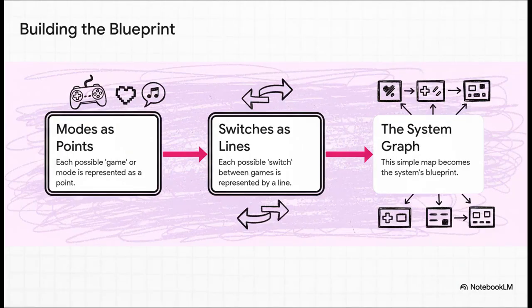And check out how easy it is to build this map. Seriously. First, every possible game, every mode the system can be in, we just represent it as a dot. Then, if you can switch from one game to another, you just draw a line between those two dots. And boom, that's it. This simple map, this graph, becomes the blueprint for the entire system. It's what lets us make really smart deductions.